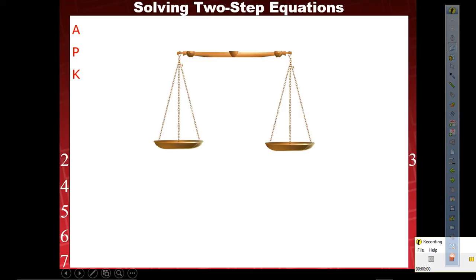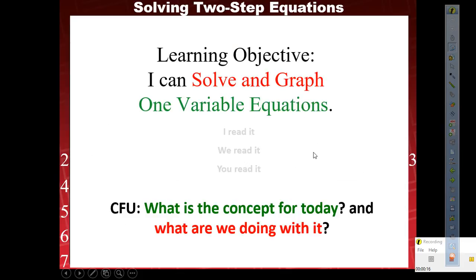Just to review what we've seen so far with one variable equations, we covered that they come from a scale, is that correct? And then we said that our objective was what? I can solve and graph one variable equations. Read together, 1, 2, 3. I can solve and graph one variable equations.